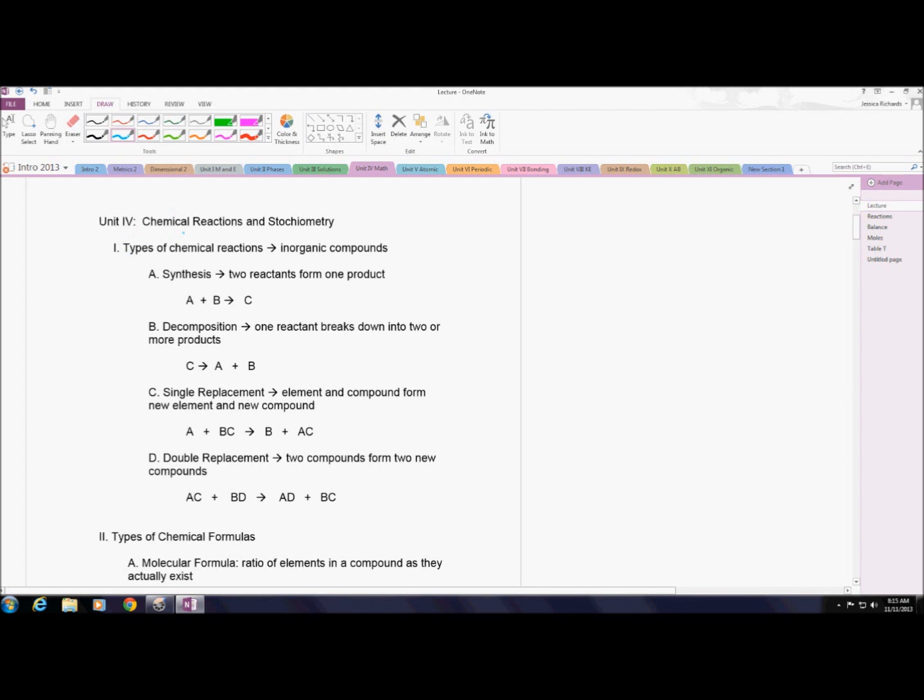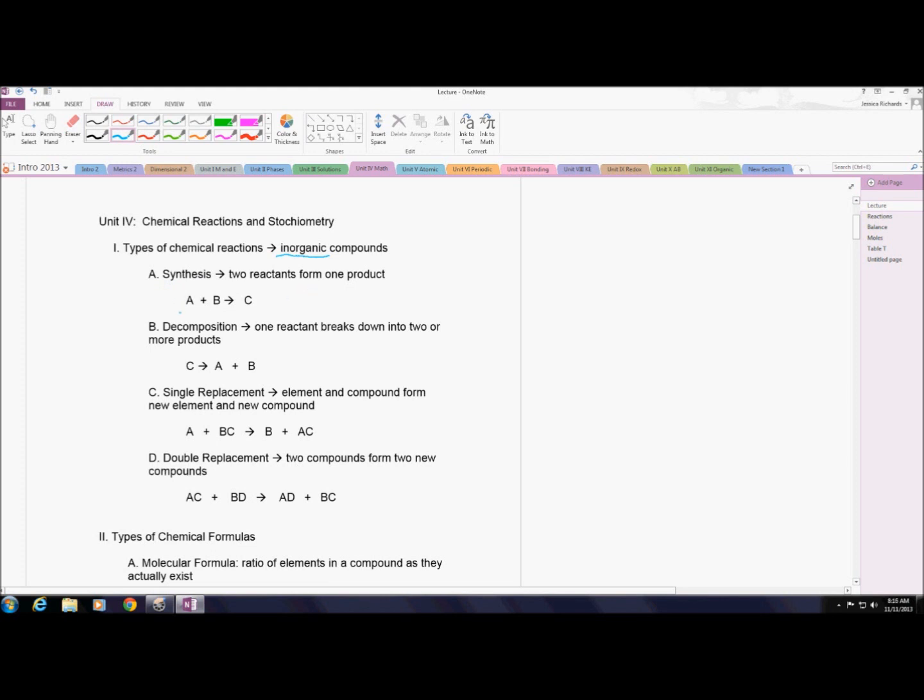There are 4 main types of inorganic reactions. So these are most of the compounds that we've been working with this year, things that are not carbon-based. Synthesis, decomposition, single replacement, and double replacement are the 4 names. You should memorize those. So synthesis is going to be exactly what it sounds like. We're going to take 2 small things and put them together to make one product.